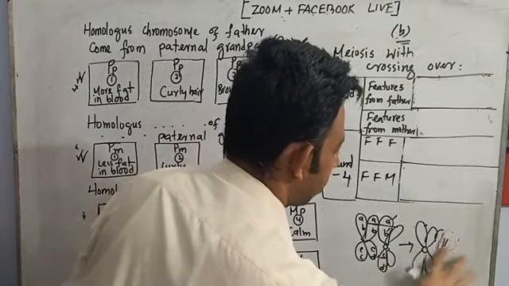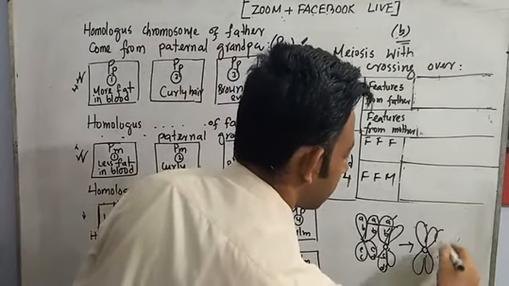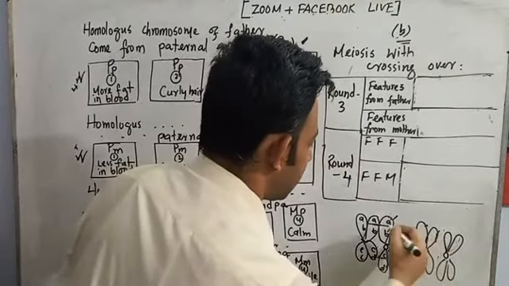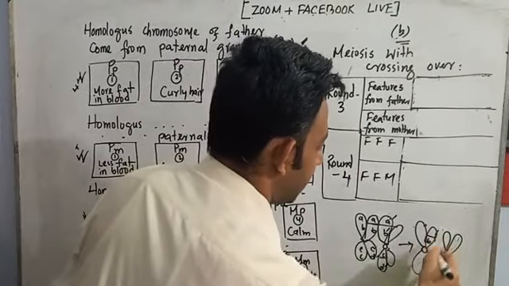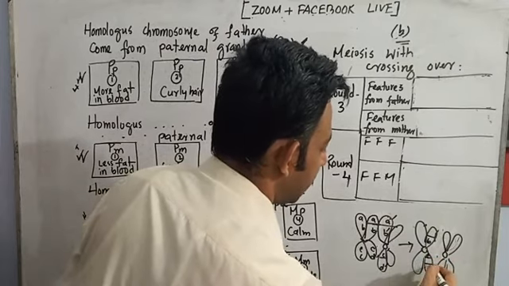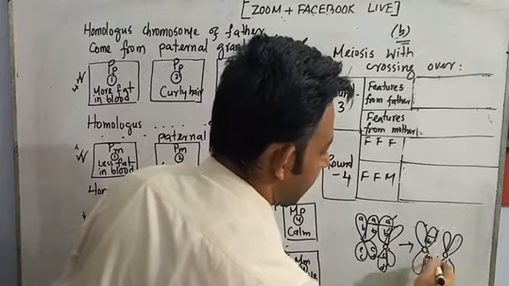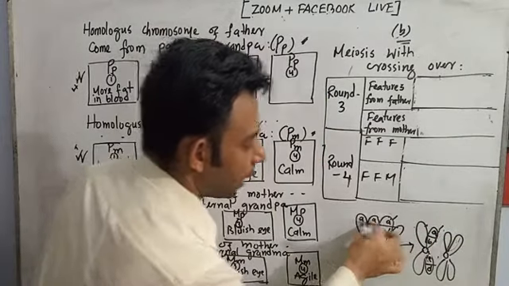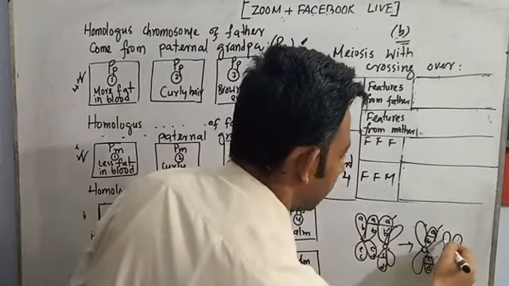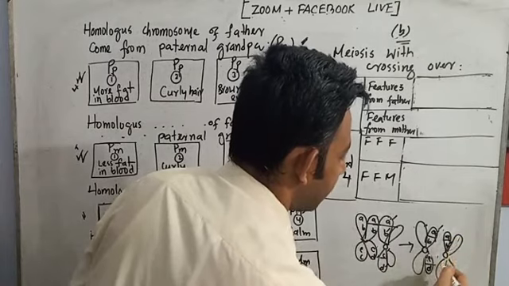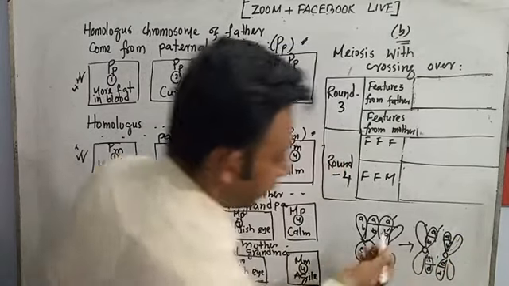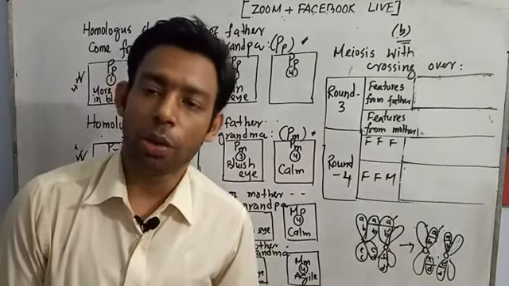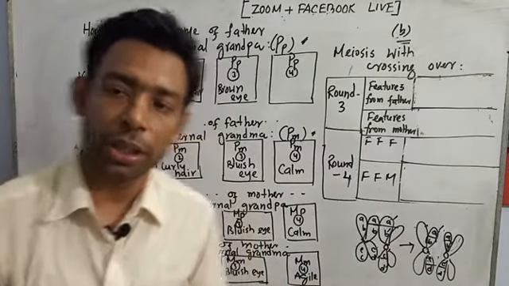After crossing over, B, C, D stay okay, but A prime comes from there to there, and A goes there. So we get A, B prime, C prime, D prime. That means this one goes to there, and this one to there. This is how I make you understand crossing over in the chapter on cell division.